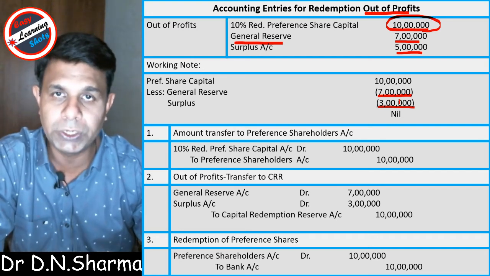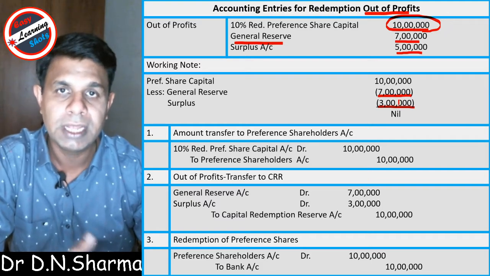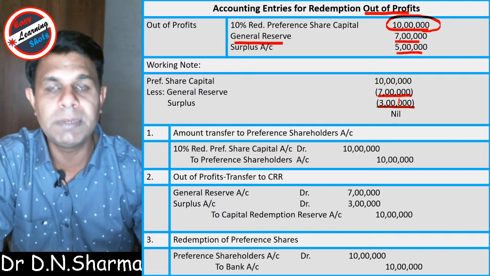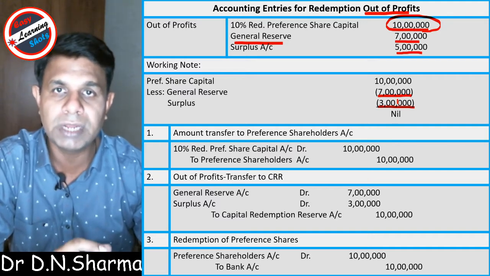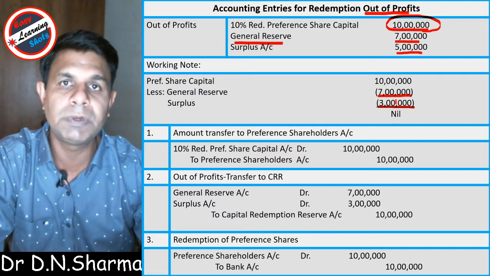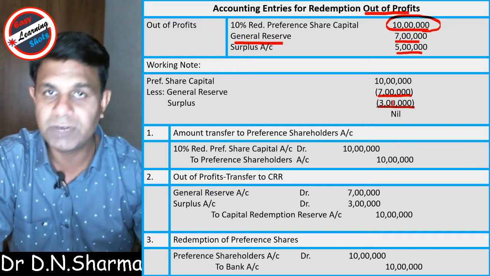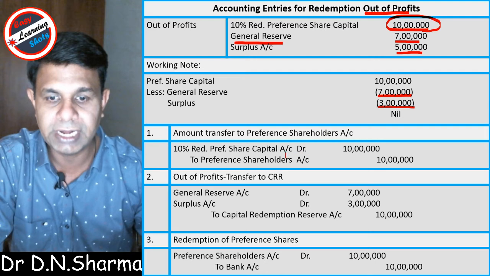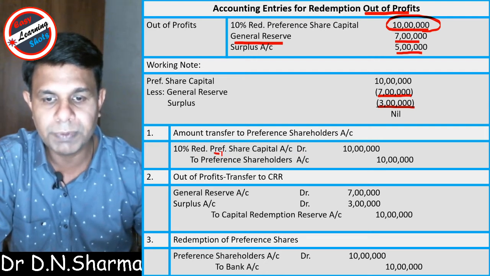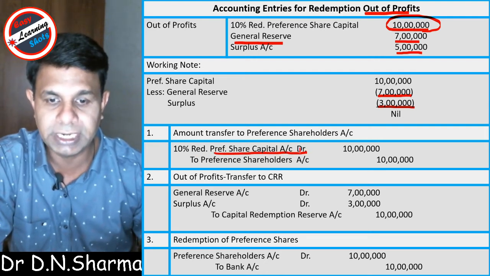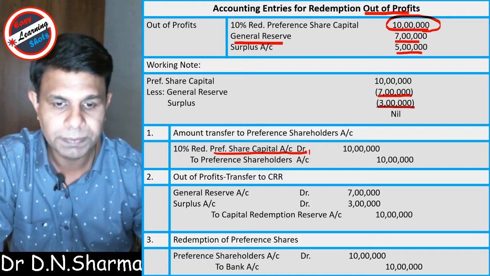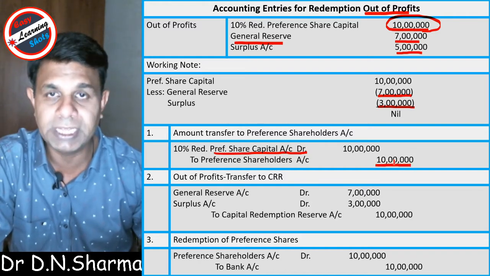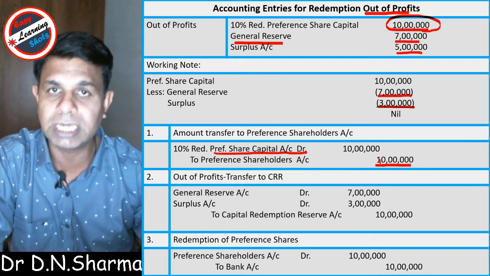Now when we do general entries, first when company repay the liabilities to the preference shareholders, the liabilities of the company is reduced, and when they are reduced, the preference share capital account is debited, and the whole liability or the amount is transferred to a new account which is known as preference shareholders account. So our first entry, when the amount is transferred to preference shareholders account, our entry is 10% redeemable preference share capital account is debited, our liability is reduced, and this amount is transferred to preference shareholders account with rupees 10 lakh.